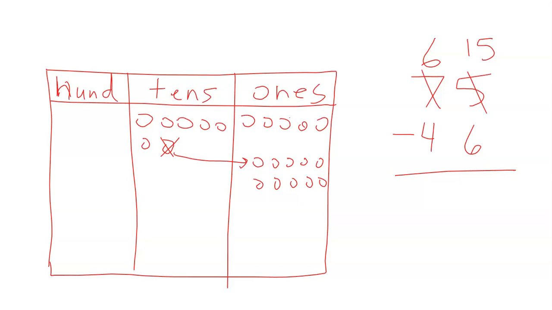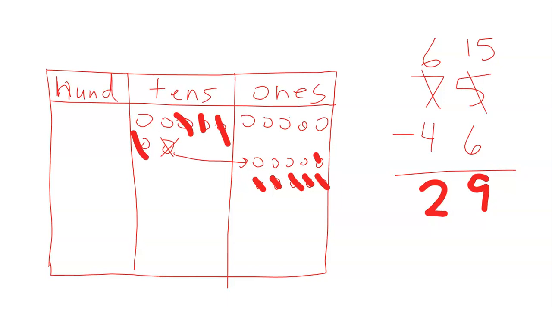All right, so let's go ahead and do that. Remember, we cross them off or erase them, whichever one you want to do. I'm going to start crossing off 6 of them. 1, 2, 3, 4, 5, 6. I have 9 left over. 15 minus 6 is 9. And then I'm going to cross off 4 tens. 1, 2, 3, 4. 6 minus 4 is 2. I'm going to check it. 9 plus 6 is 15. And 2 plus 4 is 6. All right? So I know that works.